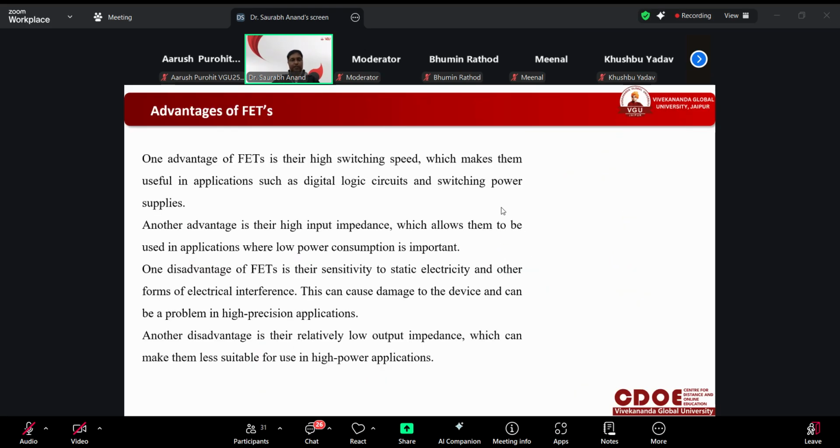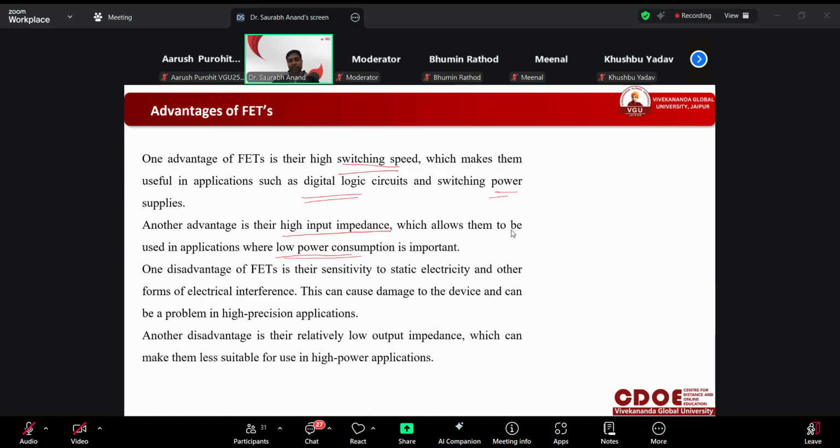So what is the advantage? So advantage is first important thing, that is the switching speed. Switching speed means the speed of working is very fast than BJT, and we are using digital circuits in most of the appliances, so it is useful for digital logic circuits also and power supplies. Another advantage is high input impedance than BJT, and also allow where low power consumption is important. So power consumption is also less than that of BJT.